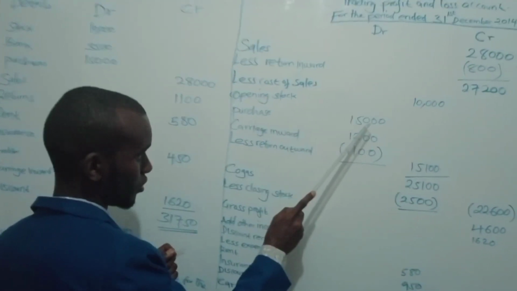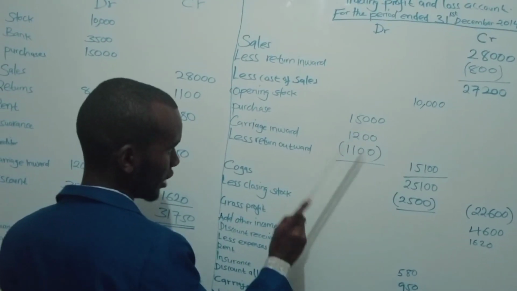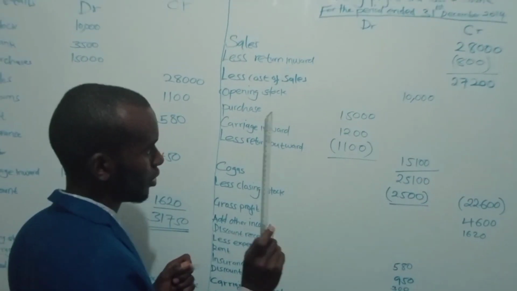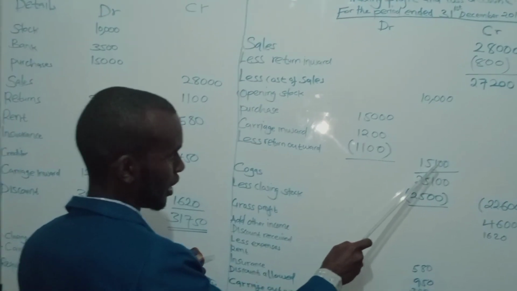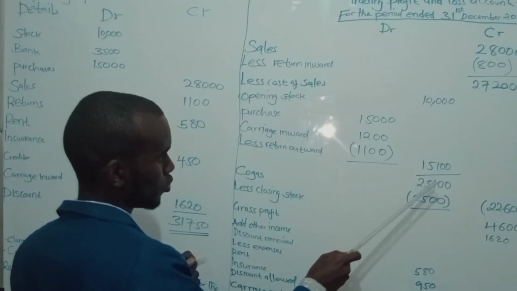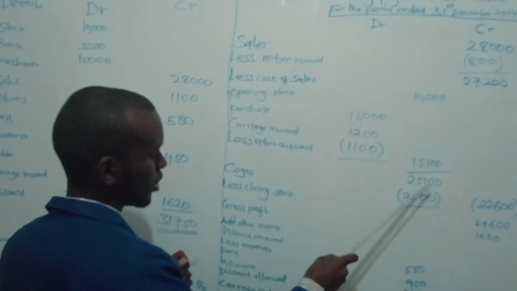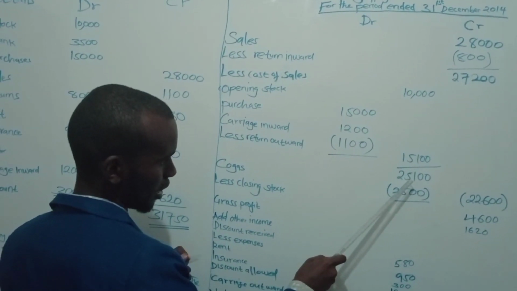Purchase was 15,000. To purchase you add carriage inward of 1,200. Then you less the return outward of 1,100. So when you less the return outward, you get 15,100. Then you add the opening stock to this 15,100, you get 25,100. This 25,100 is the cost of goods available for sale, COGAS.